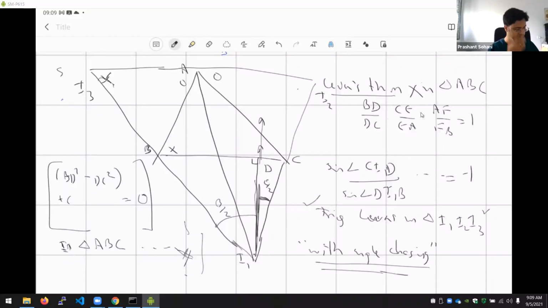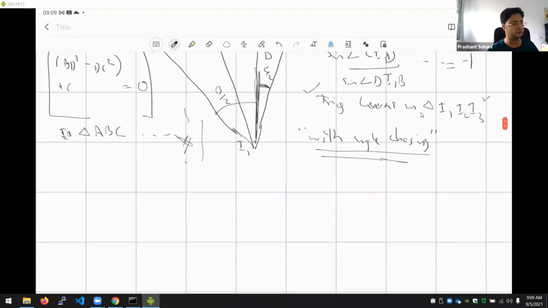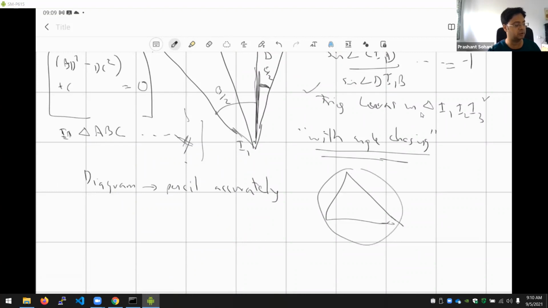One more thing which students have done. Again, it's not a mistake, but from the point of view of your presentation, the diagrams have to be drawn with pencil and accurately. You cannot make, for example, what I'm drawing on the tablet right now, a rough sketch using a pen. That is okay in the rough work, but not to be done when you present the question finally in the fair solution. In the fair solution, you have to draw an accurate diagram with the pencil. This is a must.